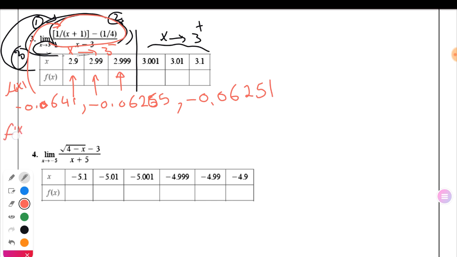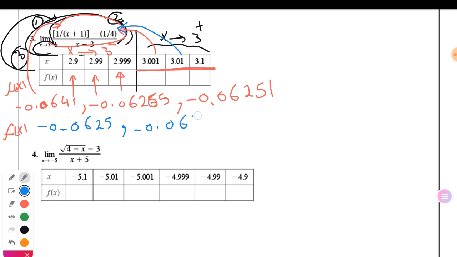Then find the value of f(x) when x approaches what? 3, but from the right. Replace in the given function. It will be negative 0.0. I'd like to write in a different color to show you the approximation of f(x) when x approaches from the left or from the right. I'll write in blue. It will be negative 0.06 25. The next value, if we replace by 3.0 in the function, it will be negative 0.0.